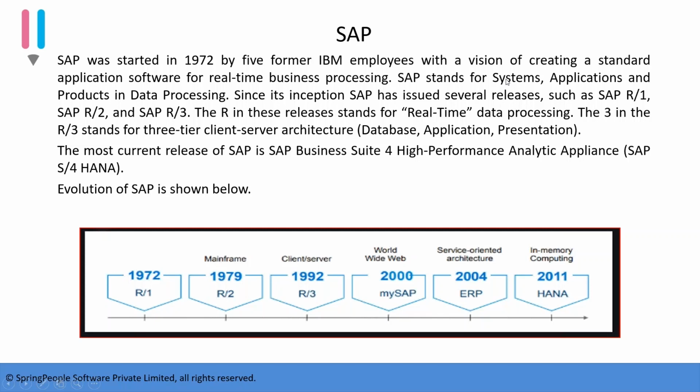SAP stands for Systems, Applications, and Products in Data Processing. This is the full form of SAP. Since its inception, SAP has issued several releases such as SAP R1, R2, and R3. The R in these releases stands for real-time data processing. I have already explained what real-time means. The three in R3 stands for three-tier client architecture, and those tiers are database, application, and presentation.